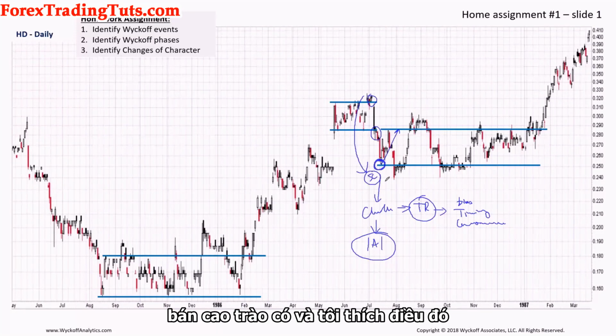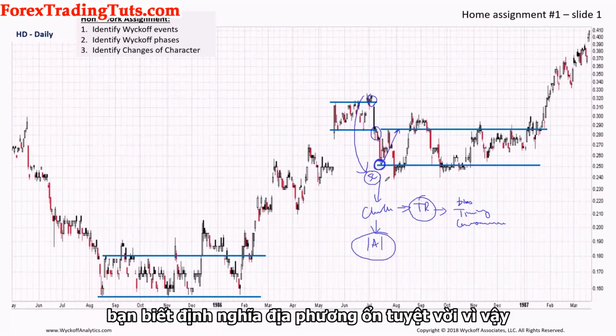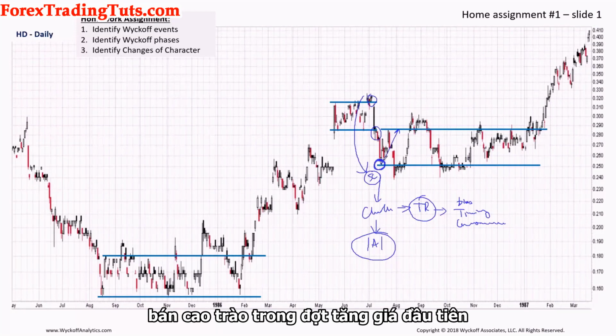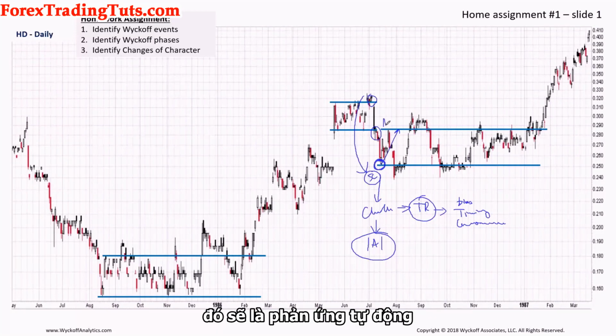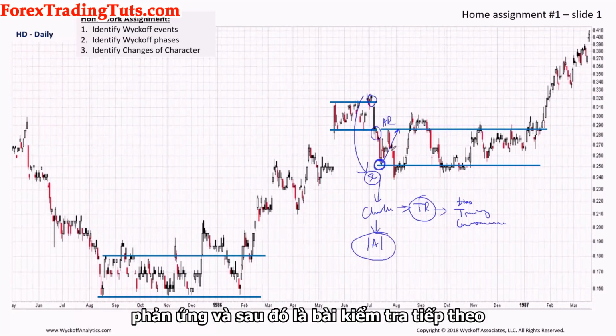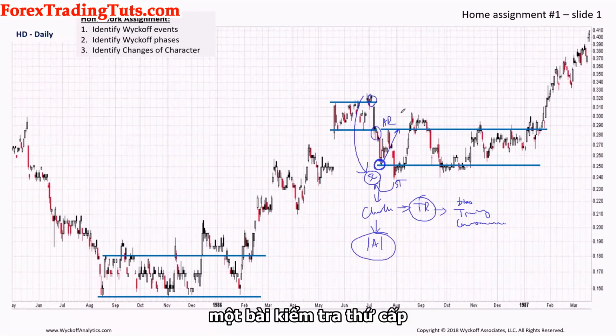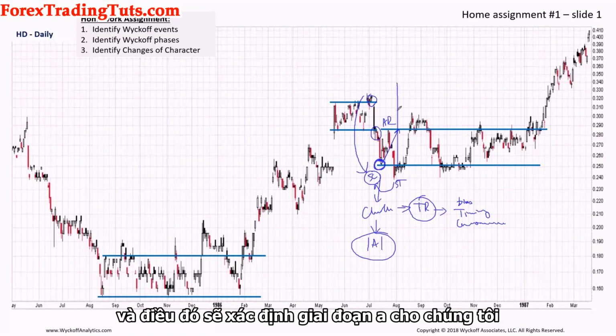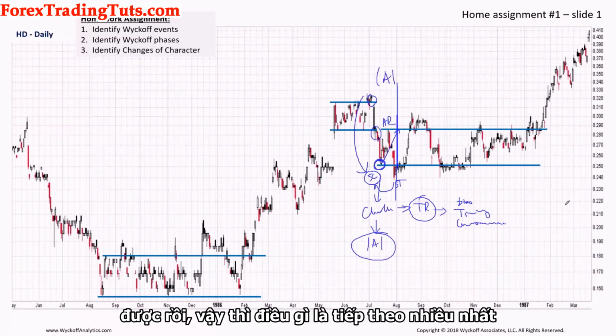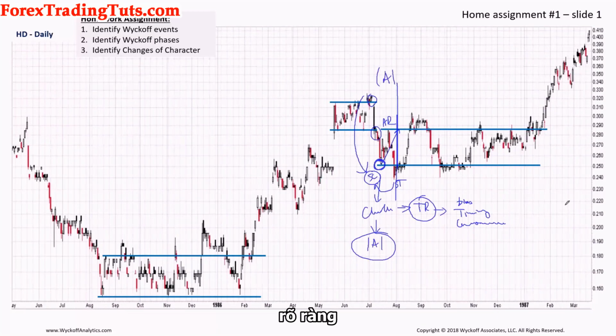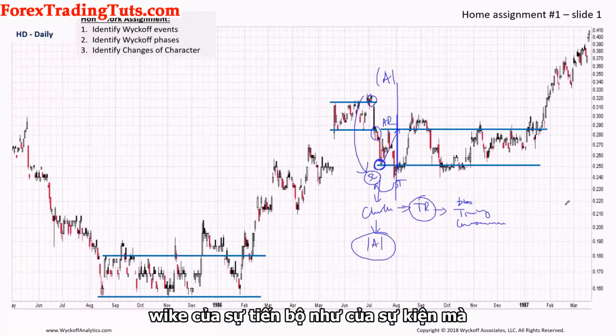Yes, and I like that local definition. Okay, great. So selling climax, the first rally, that would be automatic reaction. And then the next test that's going to test the selling climax is going to be a secondary test, and that would define phase A for us.